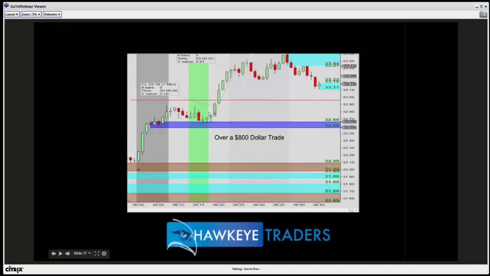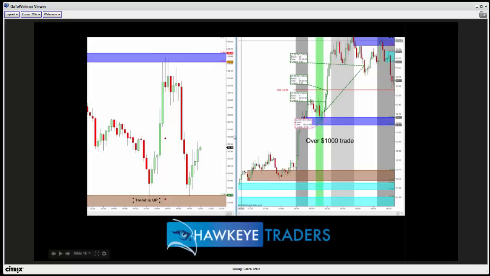Here's a trade on crude oil. If you look at the Y value, that is how many ticks we're actually getting. So 10 ticks on a T1 and on a T2, 60 ticks there. That's over an $800 trade right there, just with 2 contracts. You know, personally, I use multiple contracts, but everybody has their own style.